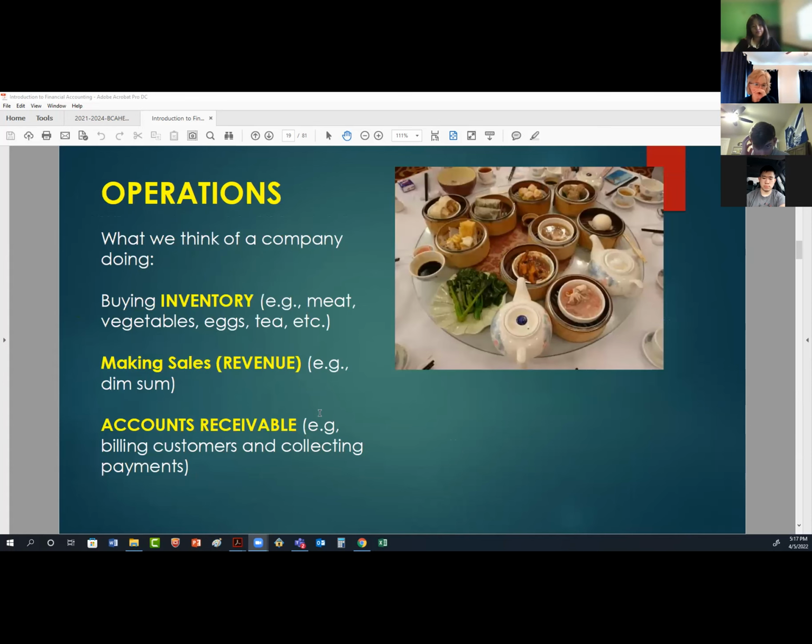All right. But when we think of a company and when we describe what a company does, often we're mostly describing operations. That's the day-to-day stuff a company does. They buy inventory. They make it into beautiful dim sum. They sell it for a higher price than they bought it. And then sometimes if a customer doesn't pay right away, they will bill the customer and the customer will pay later. Michael.